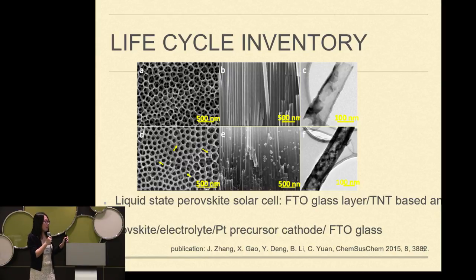For the upper 3 pictures, they are the titanium dioxide nanotubes which are not dyed with the perovskite. And for the lower 3 pictures, they are the dyed titanium dioxide nanotubes. So you can see the black dots in the lower level, they are the perovskite dye deposited on the TNT films.